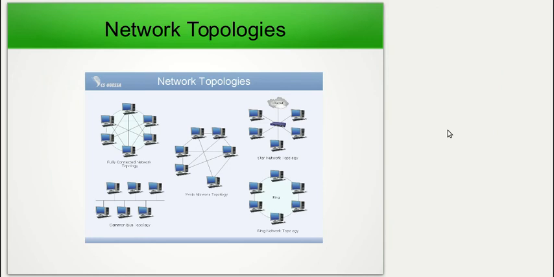So in this video, we've looked at the different network topologies and how they work. We've seen how star and partial mesh are mainly used in LAN, local area networks, and hub and spoke and full mesh are used in wide area networks.